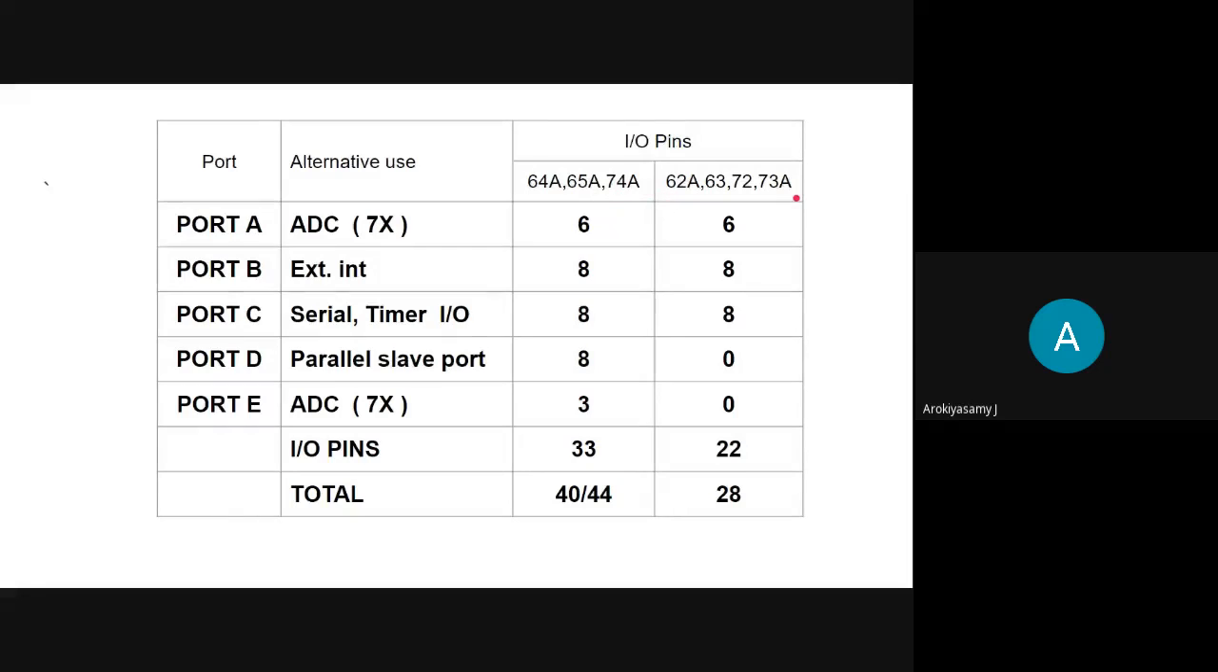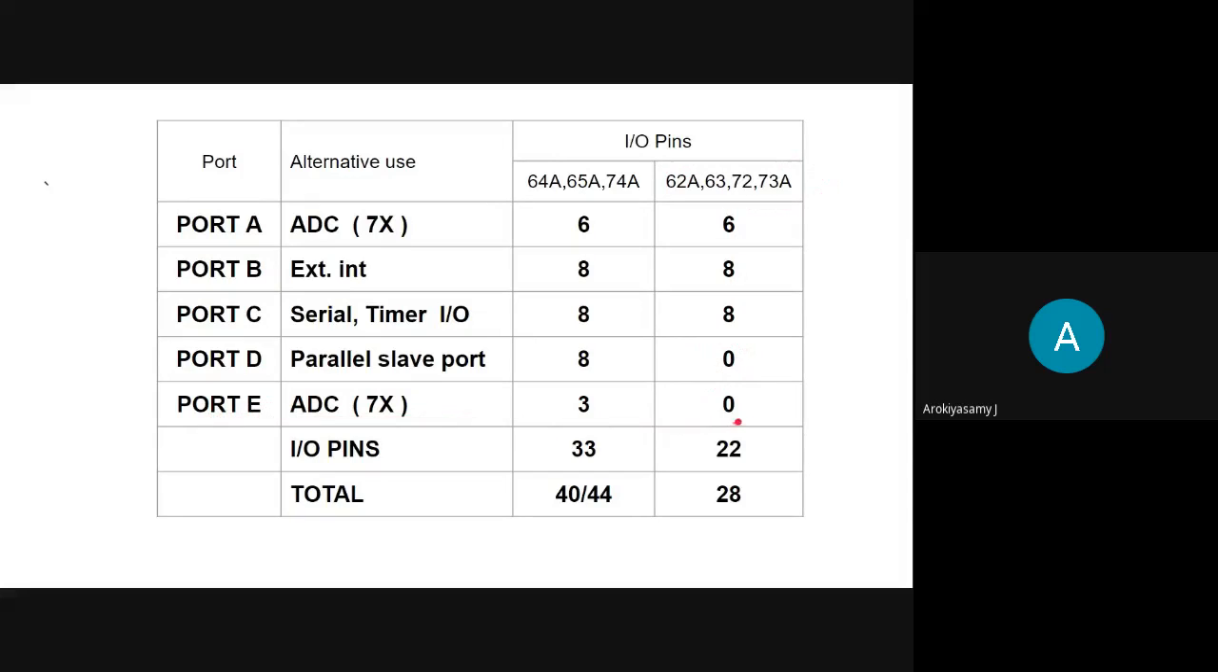This column provides data for 62A, 63, 72, 73A. So almost the same, only here is the difference. Port A consists of 6 lines in both types of chips. Port B consists of 8 pins. There will be 8 lines in port B. In port C, similarly 8 lines. In port D, 8 lines in this kind of chips, and no port D in these versions.